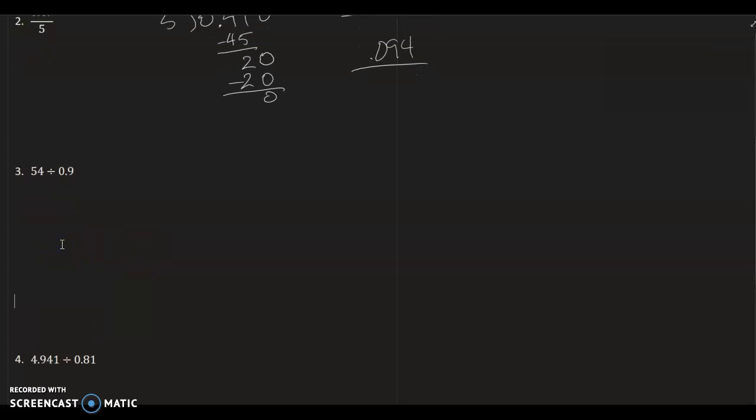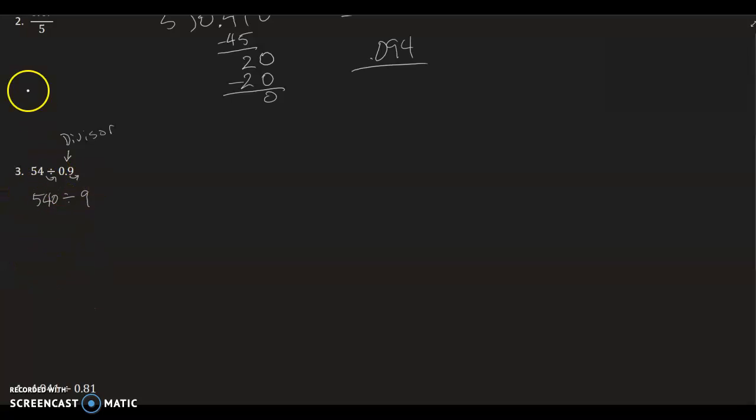So now here with this problem, this is the first one that we're going to have kind of an issue, because your divisor needs to be a whole number. Okay? So there's a really easy way to fix this. Okay? You can move the decimal point 1 place to the right here and 1 place to the right for the 54. So it would really be 540 divided by 9.